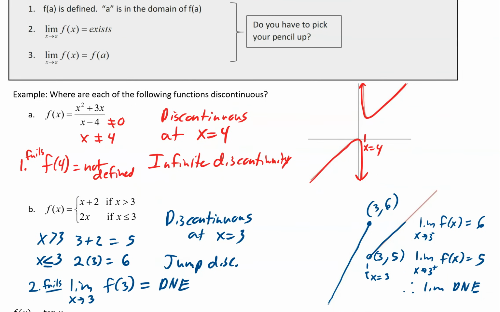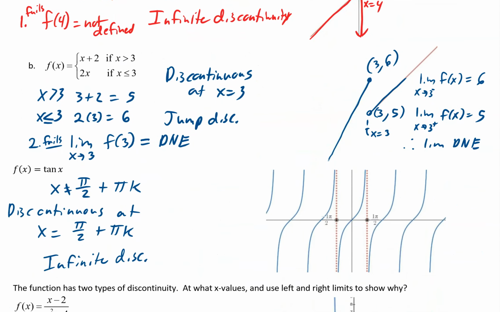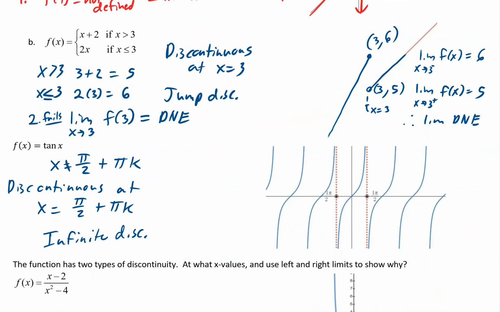Exactly, you could use 1 or 2. Since they both go to infinity and negative infinity, the limit doesn't exist. But I like number 1's checklist. This one's where it fails, because f of pi over 2 plus pi k, right, is undefined. So it is not defined, so it fails number 1.